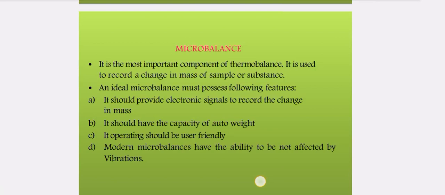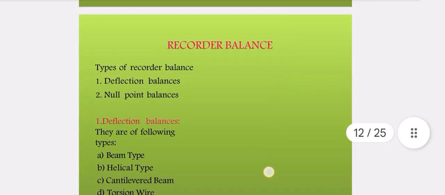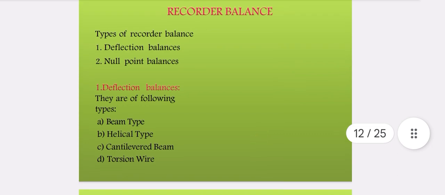It should have the capacity of auto weight. Its operation should be user friendly. Modern microbalances have the ability to not get affected by the vibrations created. Then next we'll study about recorder balance. So there are two types of recorder balance.